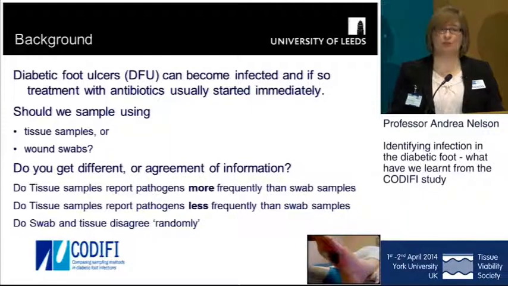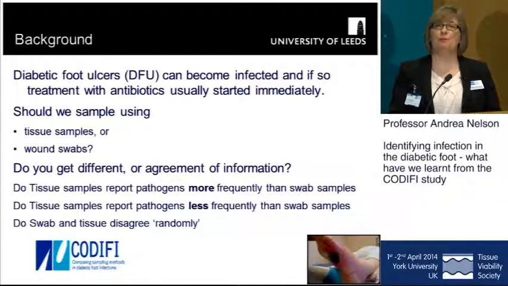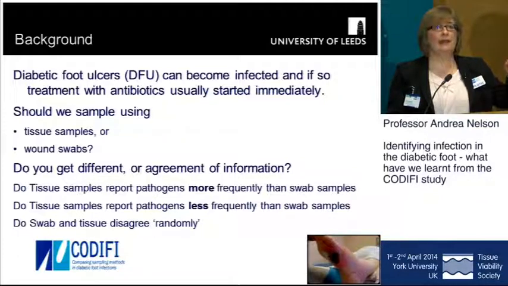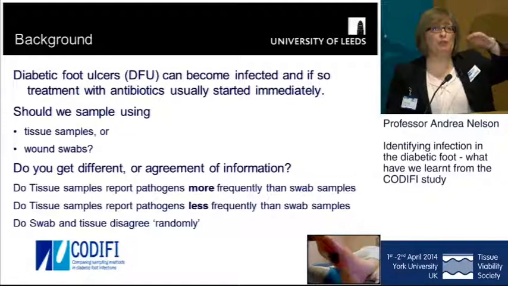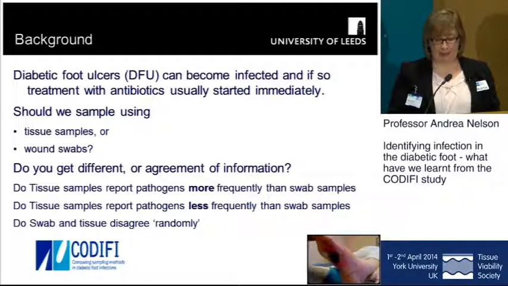But there's a bit of a question for clinicians. Should we sample these infected wounds using tissue samples or wound swabs? Do you get the same amount of information from those two sampling techniques? Particularly if you think about a tissue sample goes deep into a wound and gets material from in the wound bed, whereas a wound swab collects information from probably a slightly larger area of a wound, but doesn't collect information from deep inside the wound.